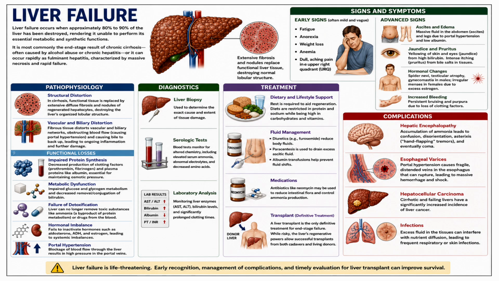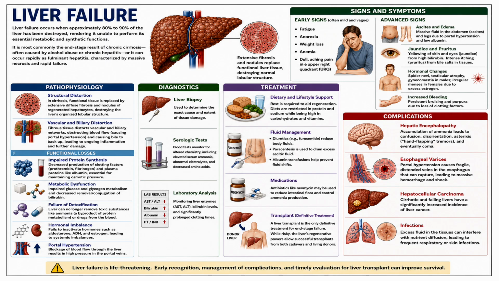of the liver. Now, the underlying problem is the destruction of the liver's normal structure. Functional liver tissue is replaced by fibrosis and regenerative nodules. This can distort the vascular and biliary networks, leading to portal hypertension, impaired bile flow, and progressive loss of liver function. Now, as a result, the liver can no longer produce adequate albumin and clotting factors, properly metabolize glucose and bilirubin, detoxify substances such as ammonia, or regulate hormone levels.